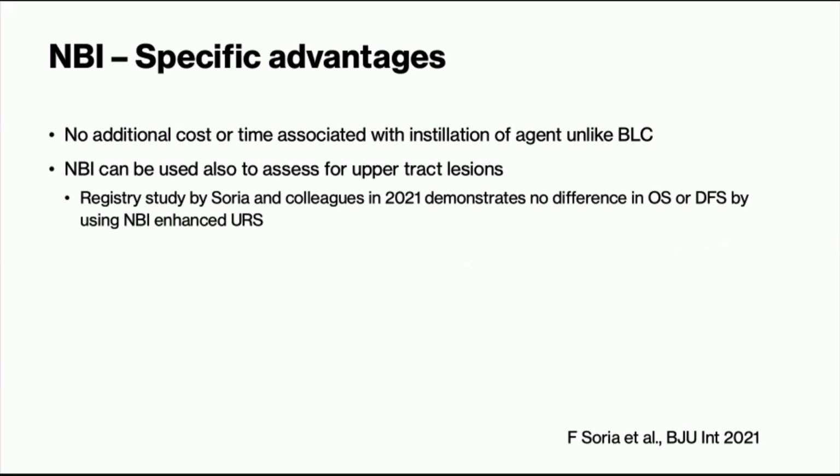It has been explored as a possibility for augmenting your ability to do ureteroscopy when you're looking for upper tract lesions. But this has been studied to a degree. Soria and colleagues in 2021 did a registry study, something called the CROWS registry, which had over 2,000 patients. And they didn't find a difference in outcomes by using narrowband imaging enhanced ureteroscopy.